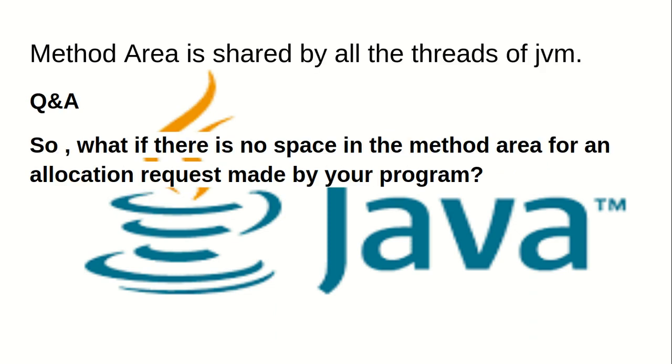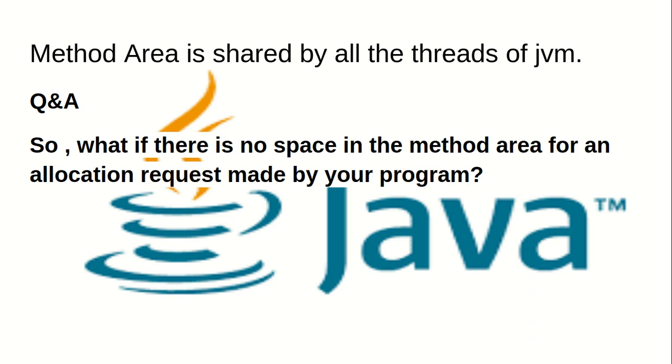Now the method area is shared by all the threads of the JVM. As you can simply think, since all the class information is present in this part of the JVM memory, which is the method area, all the threads might need that metadata about the classes. So all the threads share this part of the memory.